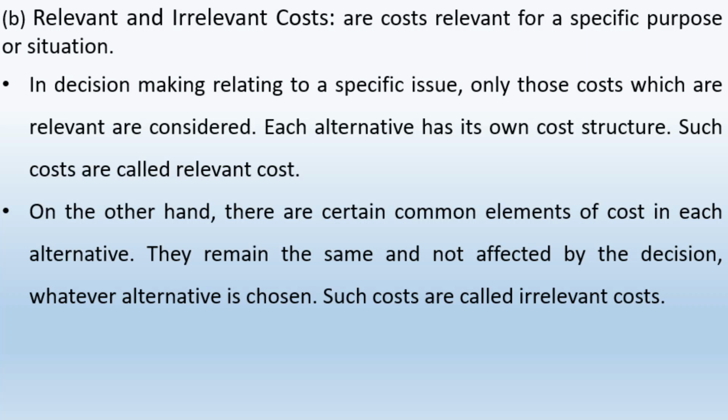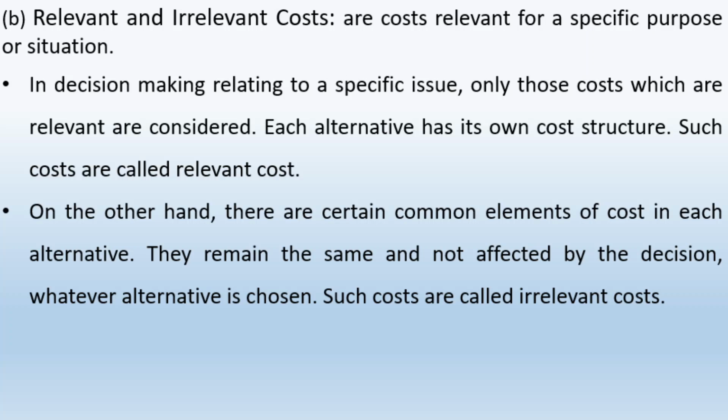Now, what are relevant and irrelevant costs? Relevant and irrelevant costs are costs relevant for a specific purpose or situation. In decision making relating to a specific issue, only those costs which are relevant are considered. Each alternative has its own cost structure. Such costs are called relevant costs.